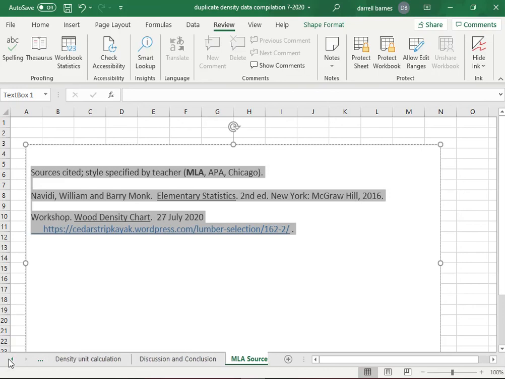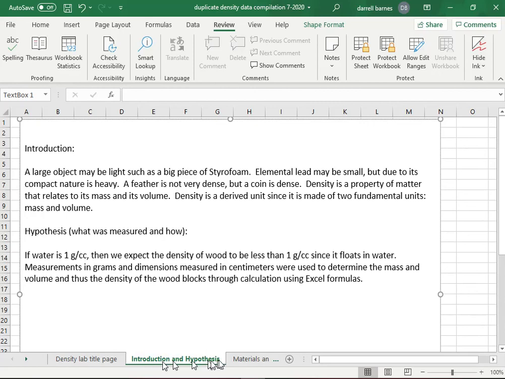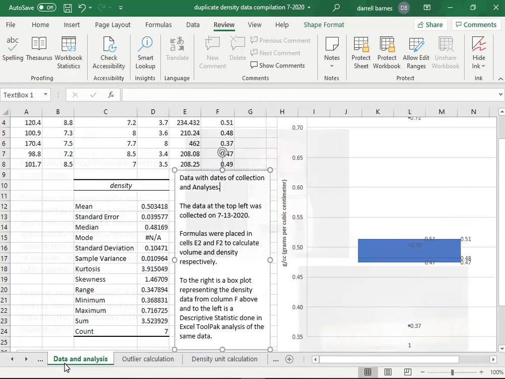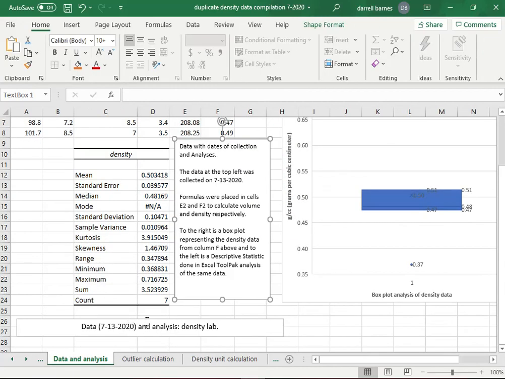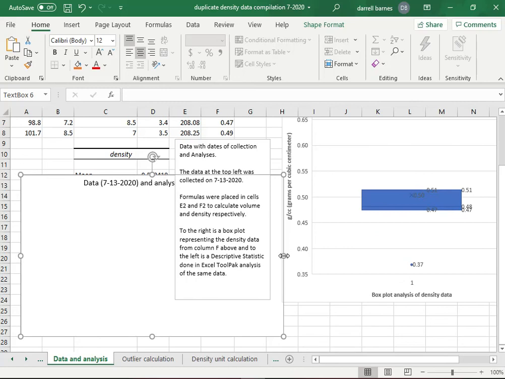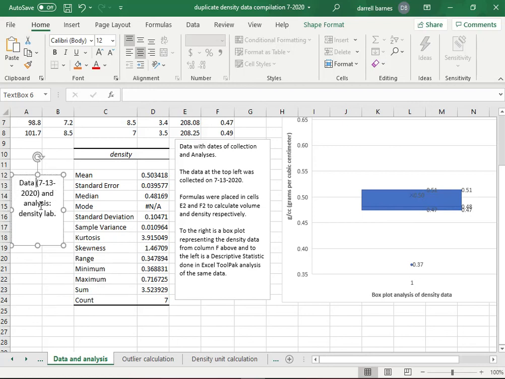Okay, I think that is going to be what I'm going to call draft 3. I think we have done a good job. I think we have a density title page. We have an introduction. We have materials. We have data and analysis. Can I click out of here? Okay. And I'm going to change this little doodad here, and I'm going to put this over here. I don't really know if I like that a lot, but I'm going to do it.